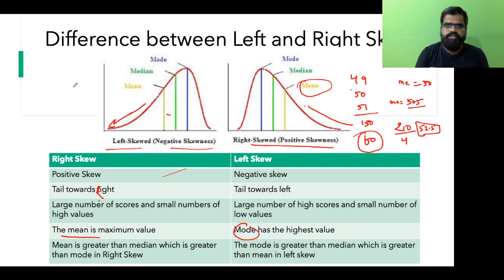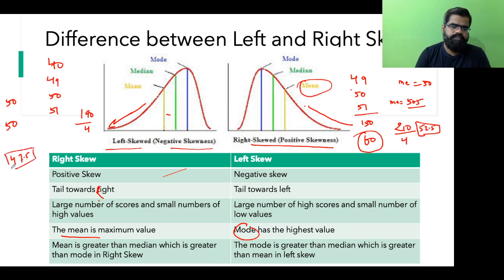Can we take an example for negative skewness the same way? Let's take 49, 50, 51. These three numbers, your mean will be 50, your median will also be 50. Now you add a negative outlier called 40. The moment you add 40 to this, the total becomes 190. If you divide by 4, it becomes 47.5. This is your mean now. If you take the median, it will be the 2.5th value, 49 plus 50 is 99, so it will be 49.5. So your median is 49.5, your mean is 47.5.